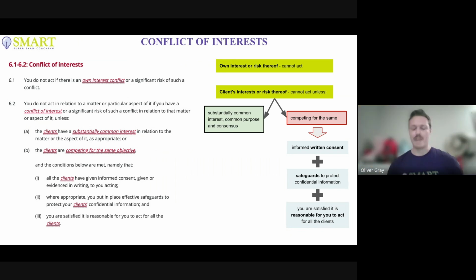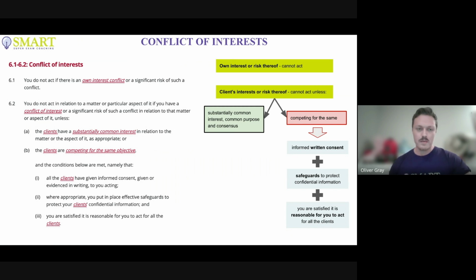Conflict of interest is actually a fairly dangerous professional point, which is why when you go into practice, one of the first things you'll do is enter people's names into a case management system and see if it flags anything up. The actual risk is that you breach not only some of your own principles that we have to comply with, but also specifically what we're looking at here, 6.1. You do not act if there is an own interest conflict. So if you personally have an interest in a transaction or something that is proposed, you or your firm, or a significant risk of such a conflict. And 6.2 as well, if there is a significant risk of a conflict in a situation where you don't have any of these things that apply.